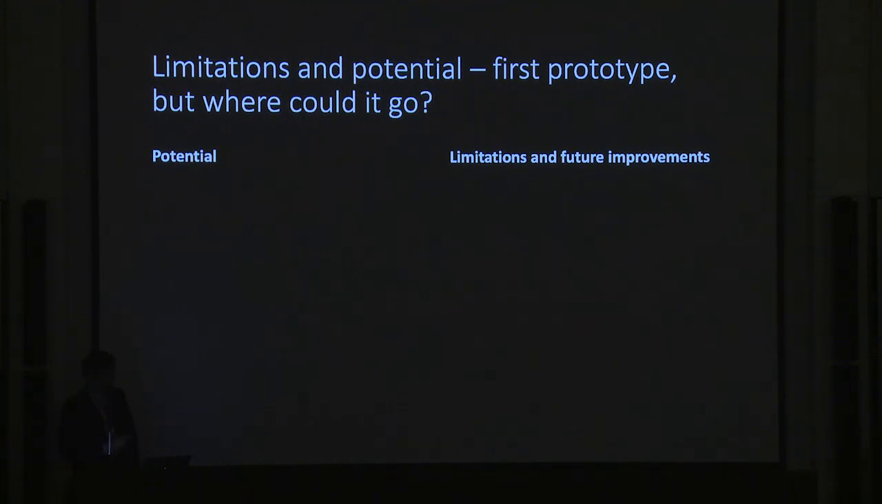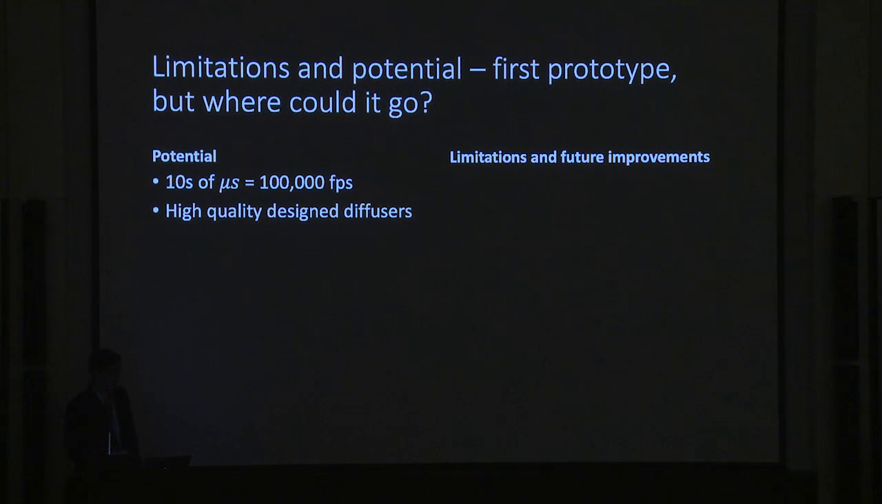Okay, so I have a minute left, and I'm just going to go through potential and limitations. So potential, right now we're getting about 4,000 frames per second, but in theory, this could be going at the rate of any rolling shutter system, which can be under 10 microseconds or over hundreds of thousands of frames per second. In order to get there, we need high quality designed diffusers. We currently don't know what the optimal diffuser would be. We're using random for now. This is an open question. And better video priors would, of course, improve the quality.